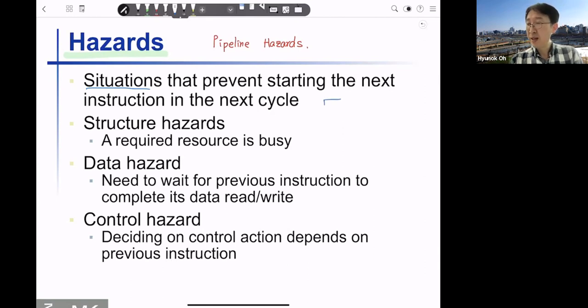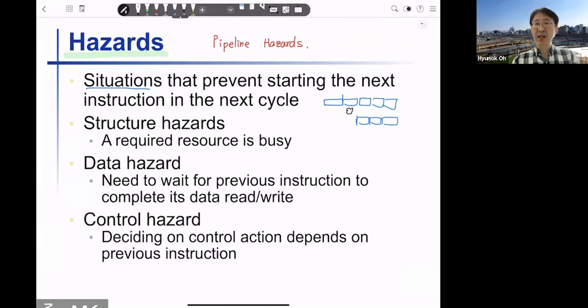So in the pipelining, every clock cycle, a new instruction should be executed. But because of some reason, we cannot execute the next instruction. So then what do we have to do? We have to wait, right? We have to wait one clock. Okay, so that is called hazard.